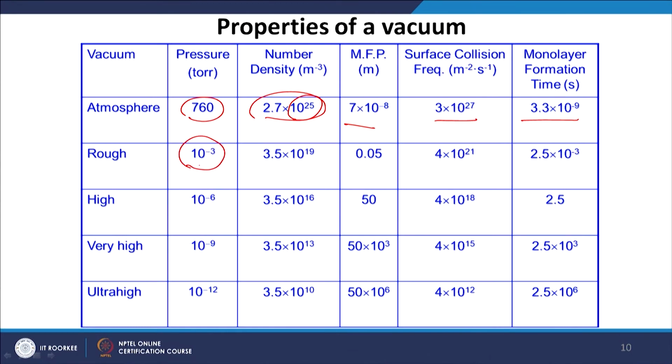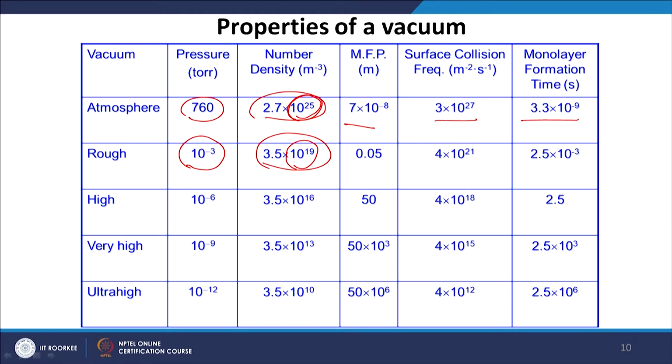Now, we come to the rough vacuum, which is 10 to the power minus 3 torr or 10 to the power minus 3 millibar. There the number density drastically reduces to 3.5 into 10 to the power 19. So, look here, it was 10 to the power 25, here it is 10 to the power 19. So, almost 6 to 7 orders of magnitude difference. Just by changing from atmospheric pressure to the rough vacuum, which is 10 to the power minus 3 millibar, we change the number density of the molecules by 6 orders of magnitude, from 10 to the power 25 to 10 to the power 19.